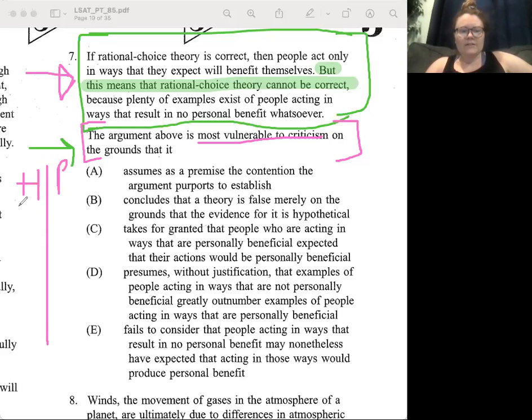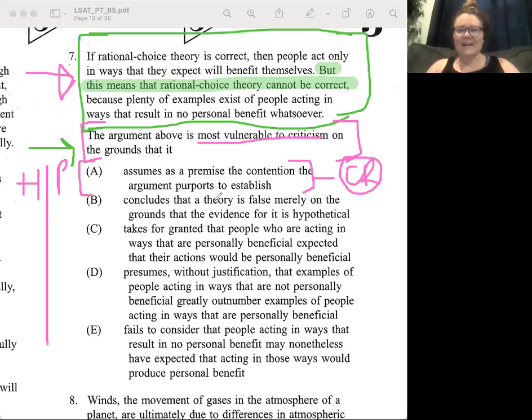Go ahead and start with A and read the A out loud. Assumes as a premise the contention the argument purports to establish. What does that mean? I'm not even really sure. This is an answer choice for circular reasoning. It's saying it assumes a premise as if it assumes its conclusion, right? So it uses a premise that assumes the conclusion to be true. Circular reasoning is hardly ever the correct answer on the test.